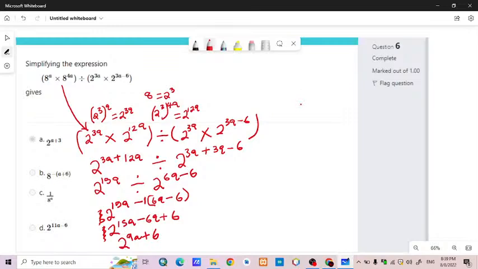Okay, so this screenshot, I took this screenshot before they removed this one. So if you look at the current solutions, you'll see that there is 9a plus 6, which is the correct answer. Okay, so we're done now with number 6.